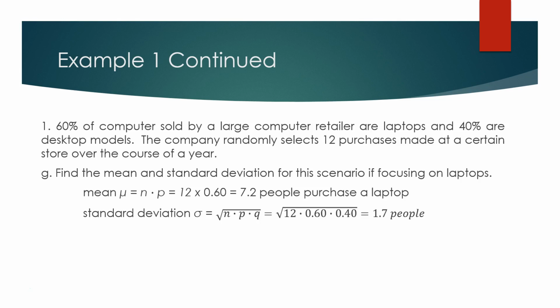The standard deviation is a little bit more complicated, but the standard deviation sigma is the square root of n times p times q, which is equal to the square root of 12 times 0.60 times 0.40. When you perform that, you end up getting 1.697. And so the original data is just whole numbers of people, so I would only include one more decimal place on this. If you included more, that would be completely fine, but we only need 2 of them.